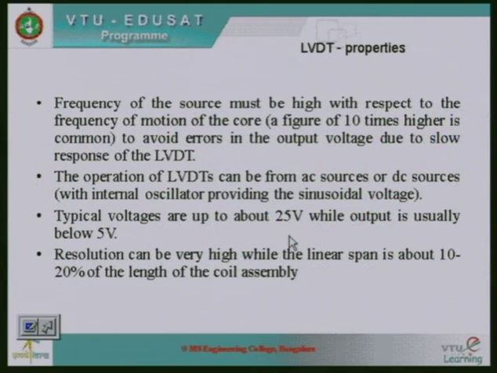There are multiple properties, but let us not discuss all of them. Let us quickly go to the next activity. Typical voltages are up to 25 volts, and usually below 5 volts. Resolutions can be very high, around 10 to 20% of the length of the coil.